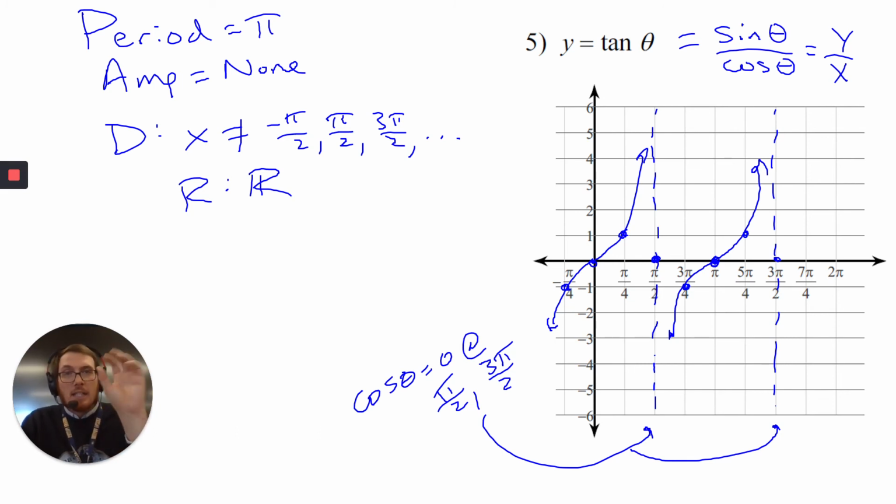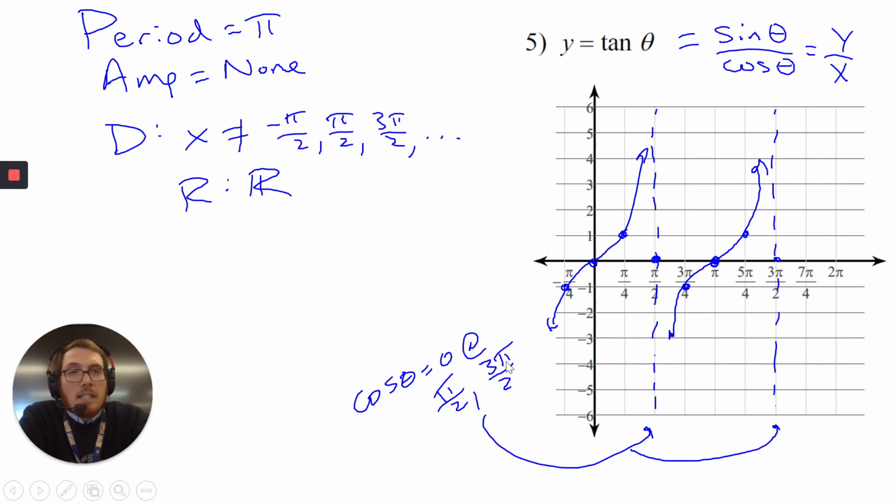In quadrant 1, it's positive. In quadrant 2, it's negative. In quadrant 3, it's positive. Quadrant 4, it's negative. So it goes positive, negative, positive, negative. Well, it only takes 2 quadrants to repeat. That's why the period is pi, not 2 pi. The graphs go up and down forever. So the range is going to be everything. The amplitude will be none because there's no highest and lowest point here. The domain is everything that can't equal the over 2's.